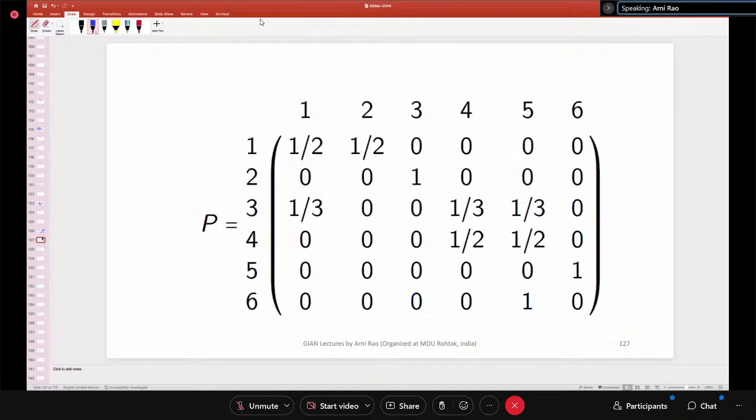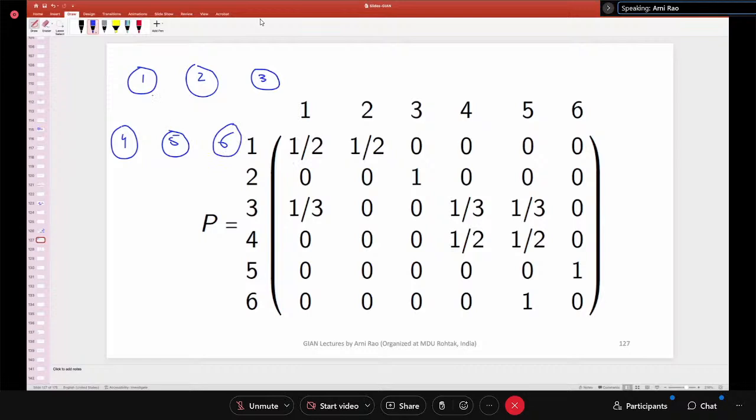Let us take some arbitrarily designed matrix. Suppose this is a transition matrix. Here you see the matrix given to us: P11 is half, P12 is half, the rest are zeros. Yesterday I also showed how to draw the diagram with the states 1, 2, 3, 4, 5, 6.